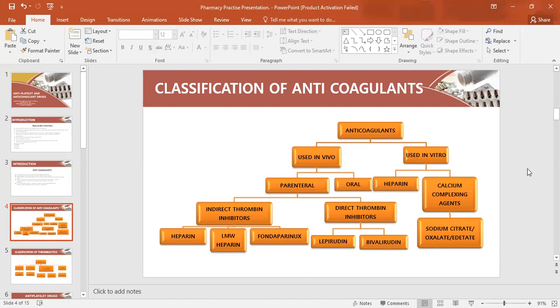Classification of anticoagulants. The anticoagulants are used in vivo and in vitro. The anticoagulants given in vivo can be given through the parenteral route or oral route. Parenteral anticoagulants can be divided into two subclasses: indirect thrombin inhibitors and direct thrombin inhibitors. Indirect thrombin inhibitors include heparin, low molecular weight heparin, and fondaparinux. Direct thrombin inhibitors include lepirudin and bivalirudin. The anticoagulants used in vitro include heparin and calcium complexing agents, which include sodium citrate, sodium oxalate, or sodium edetate.